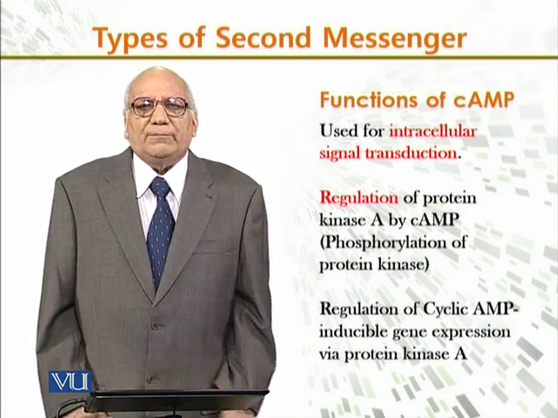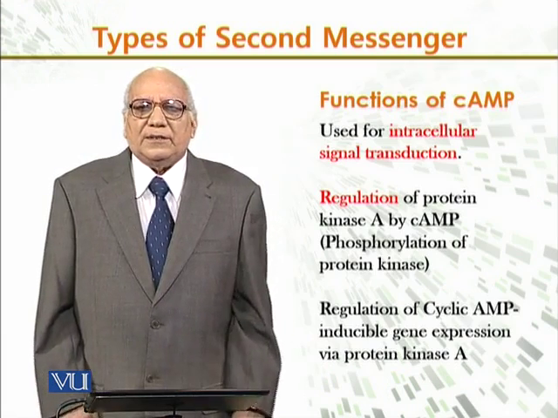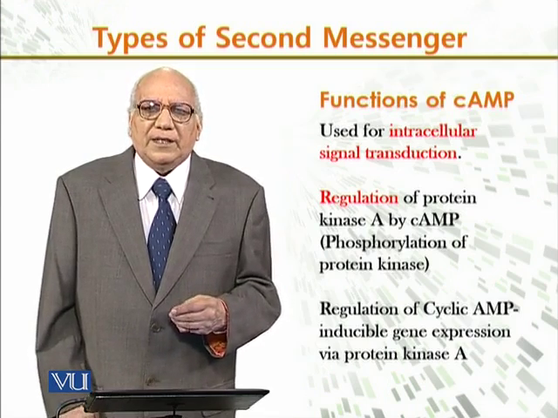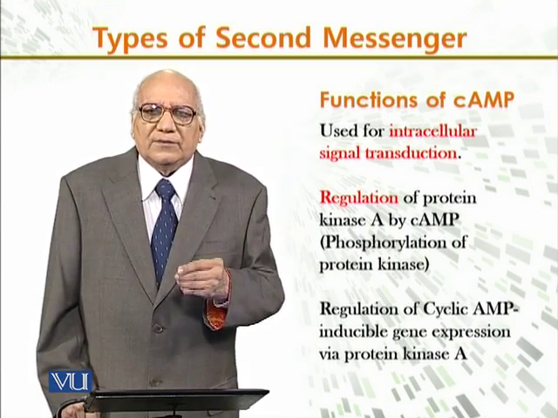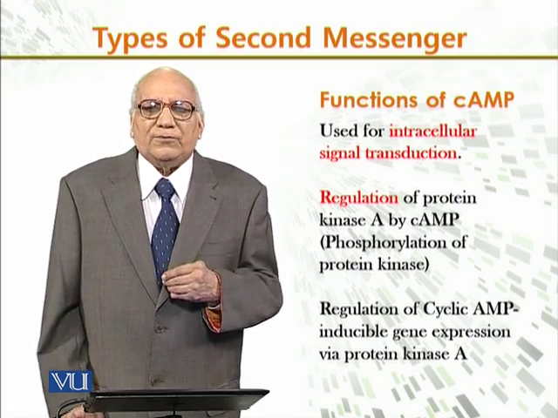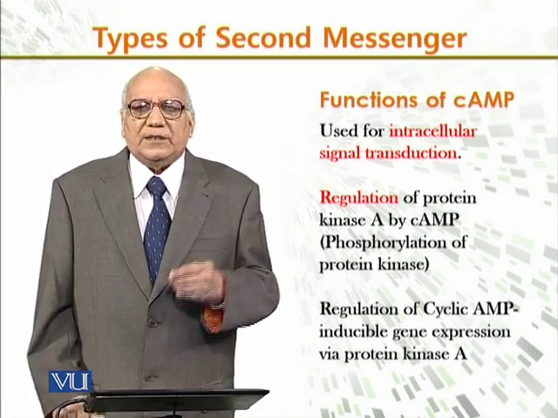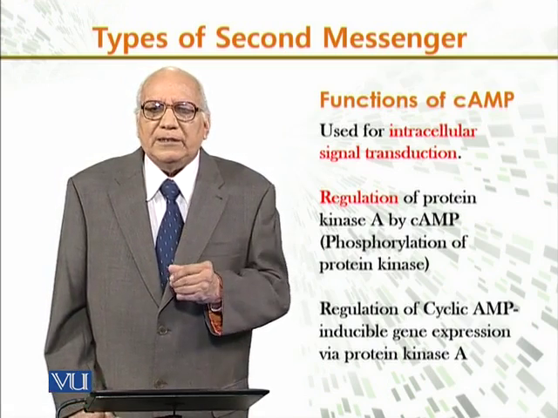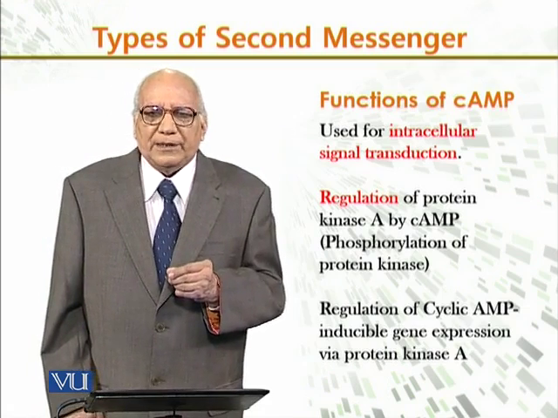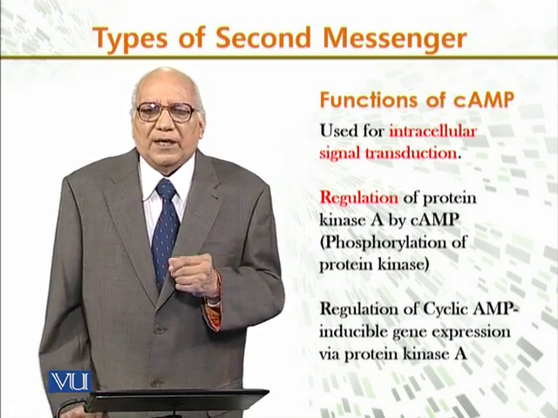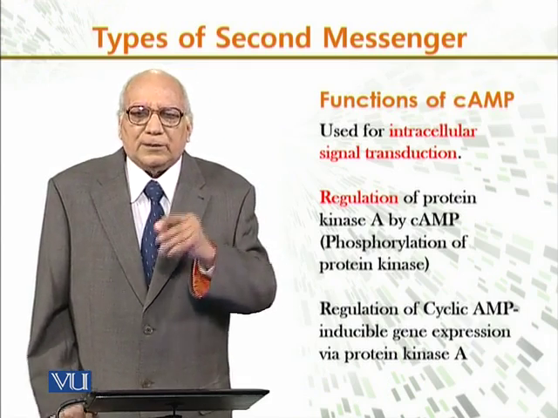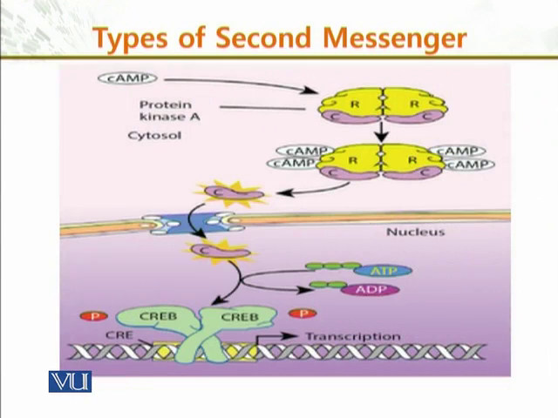The function of cyclic AMP is that it is used for intracellular signal transduction because it diffuses into the cell very easily. The second is its regulation of the protein kinase. It regulates the protein kinase through phosphorylation, and it regulates cyclic AMP inducible gene expression via protein kinase, that is, it induces gene expression through the protein kinase.